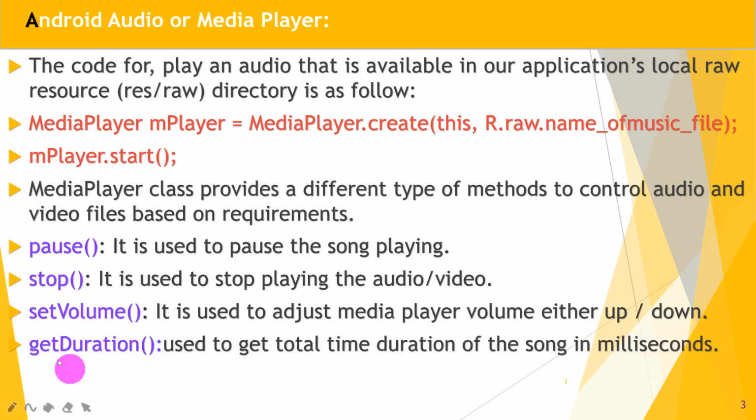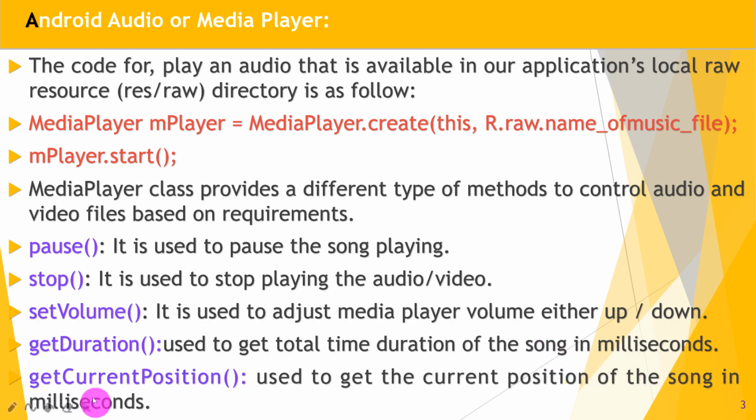getDuration is used to get the total time duration of the song in milliseconds. That is most important. So the time which we get from the getDuration method of that particular song is in milliseconds. So the getDuration method gives you the total time duration of that particular song. Great guys. getCurrentPosition. So using this method we can get the current position of the song in milliseconds.